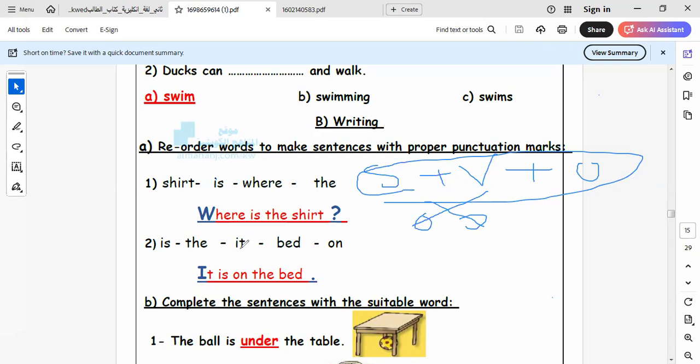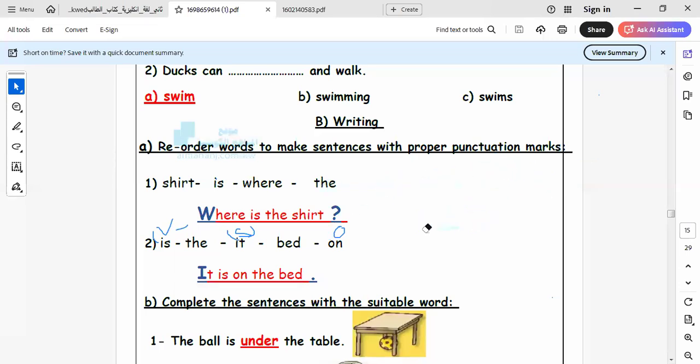So it will be here, it. This is the subject. Where is the verb? Here the verb is. This is the object, or the rest of the sentence: on the bed. Let's continue the rest of the exercise here in this unit.